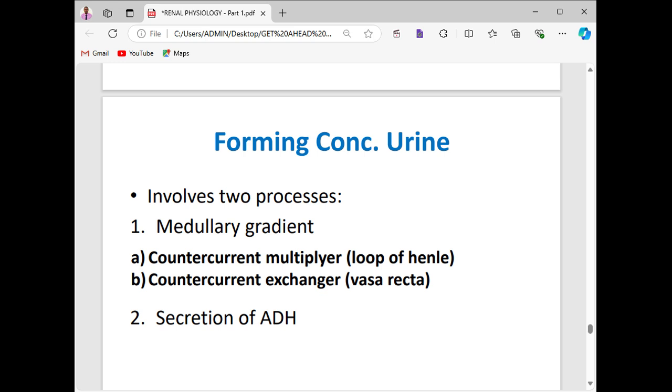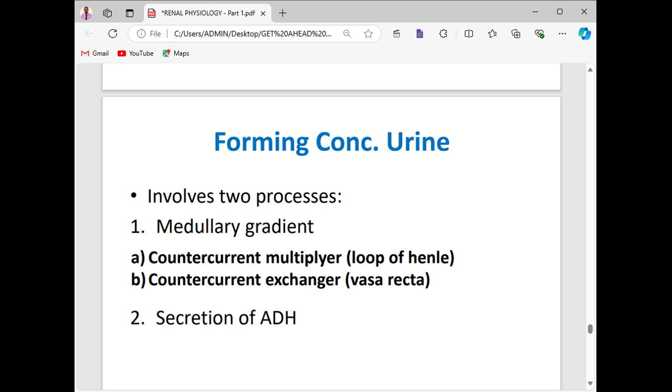Then the thin ascending limb has to do with passive reabsorption of sodium and chloride ions, maintaining the gradient. So you'll find that this process, which involves the descending limb, the thick ascending limb, and thin ascending limb, basically creates a hyperosmotic environment in the medulla, which is essential for water reabsorption and concentrated urine formation.